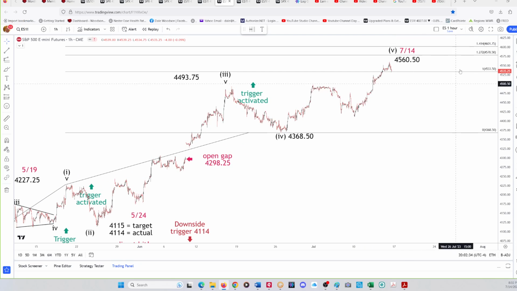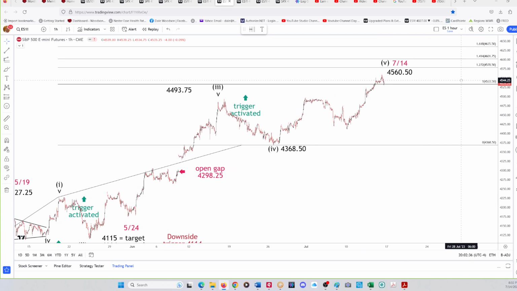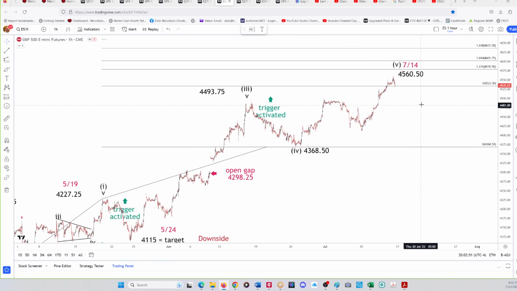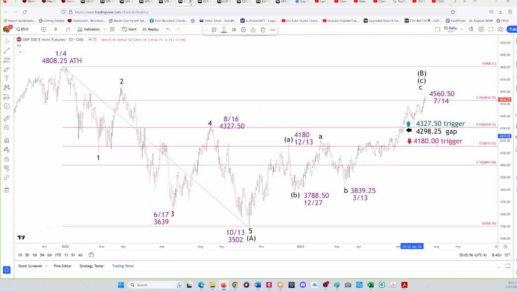A little bit higher, but this move, like I said before, looks complete or nearly so. Maybe we'll get to the 1.618 up here at 46.35.50. We're already at 45.60, so not much room to go to the upside. This 5th wave of C, of the larger C of the larger B, appears complete or nearly so.